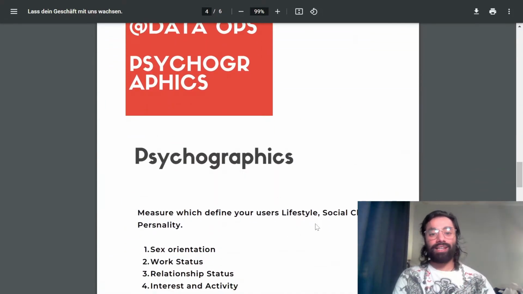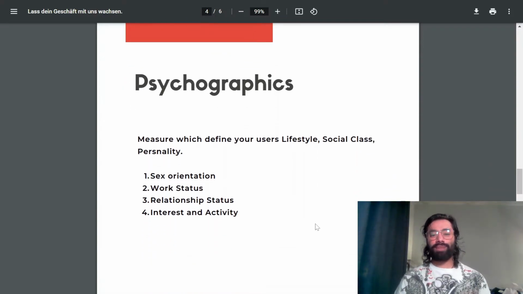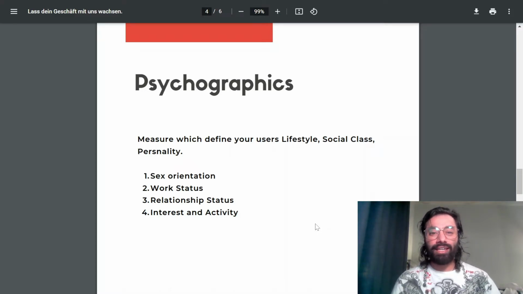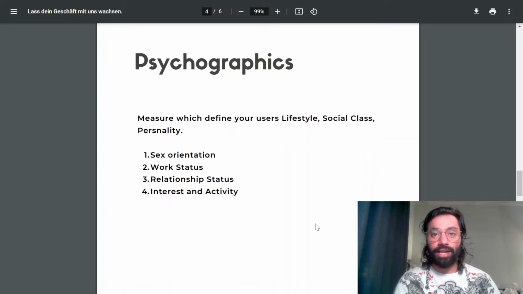The third KPI is psychography. Psychography is basically the lifestyle of your customer, or the social class and the personality they have. The most important categories in psychography are sexual orientation, work status, relationship status, and interests and activities.